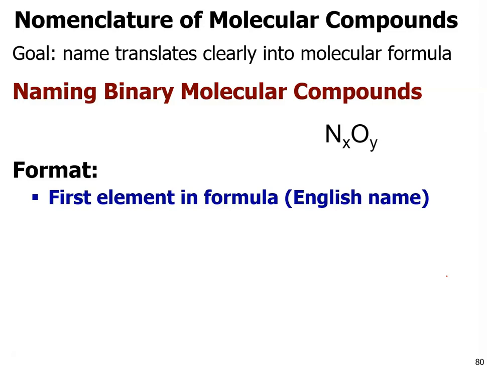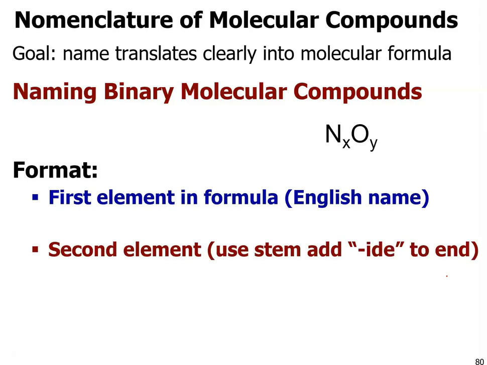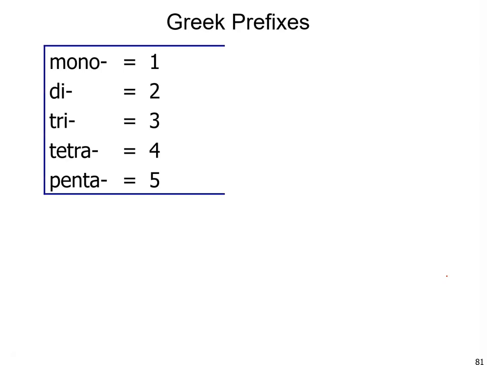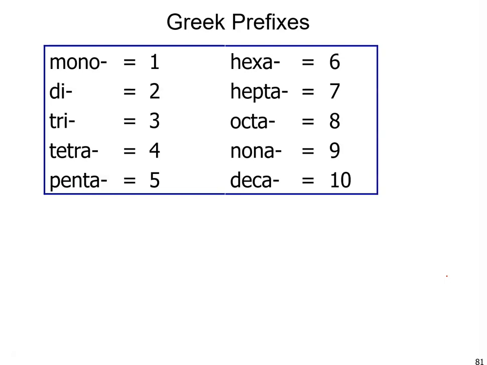So the first part of this element is always the English name of that. And then the second element, we use the stem and add the IDE to the ending. And then we use Greek number prefixes to specify how many. The Greek prefixes that we're going to look at: mono, di, tri, tetra, penta, and then hexa, hepta, octa, nona, deca. So these are 10 prefixes that are going to be pretty commonly used in chemistry.